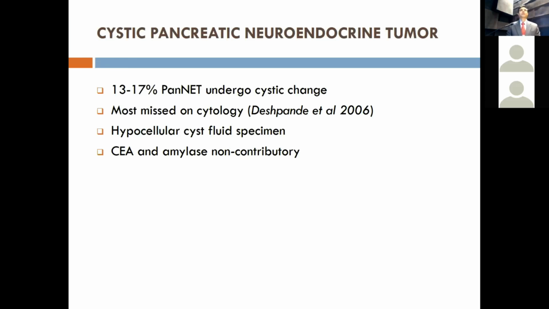Also, whenever you are looking at cystic fluid, keep this in mind, especially if you're seeing round cells, always look for the neuroendocrine features so as not to miss it. So with this, I will end my presentation, and thank you so much.